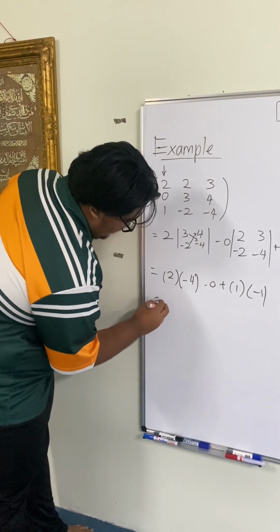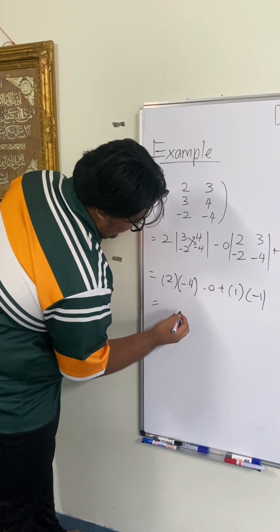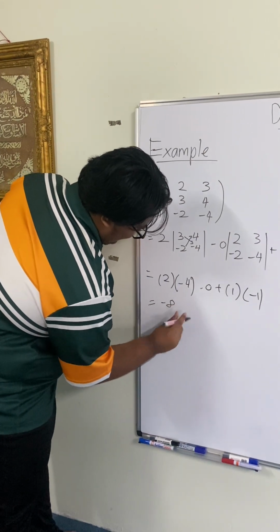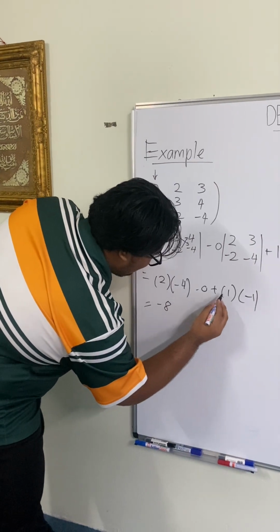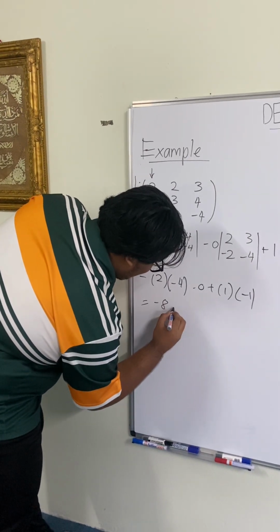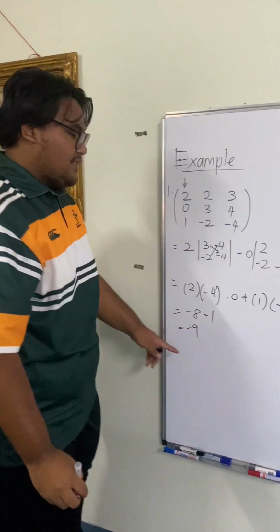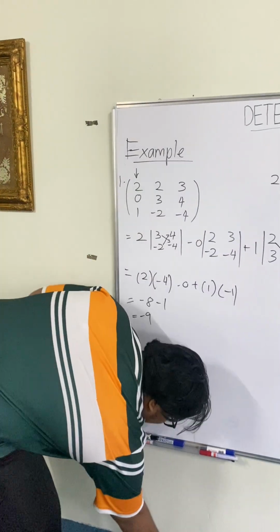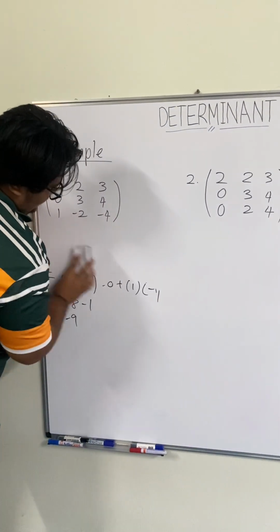So this is negative 8 plus negative 8, so minus 1, so you get negative 9. So the answer is negative 9. Okay. So next we're going to do the second example.